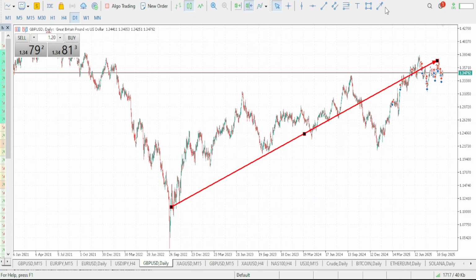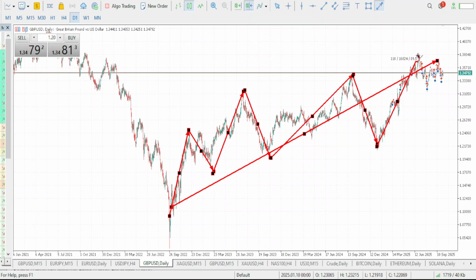You can see that we are having something like this, the impulse move, then we had the corrective move here, then an impulse move played out. Then we had the corrective move, impulse move also played out. Then here comes the corrective move, impulse move played out.